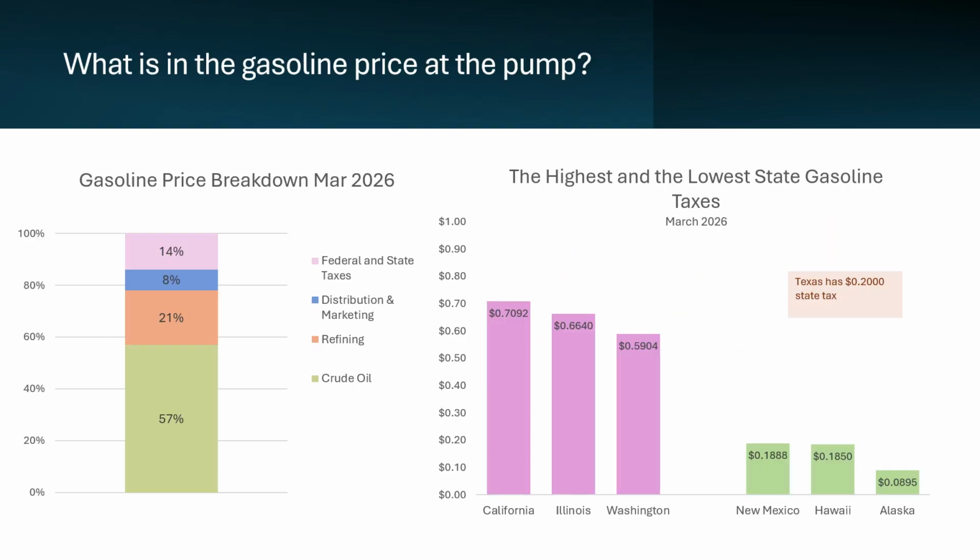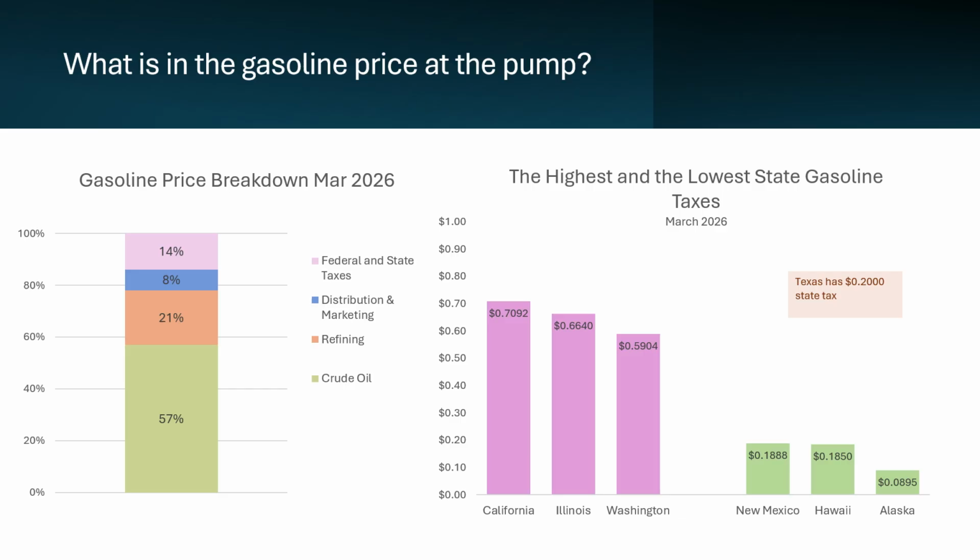As a consumer, what matters to us are the gas prices at the pump. How are gas prices calculated? In addition to crude oil, the gasoline price includes refining costs, distribution and marketing, and federal and state taxes. The breakdown is provided in the chart on the left for March 2026 U.S. average gasoline price by Energy Information Agency. Crude oil accounted for 57%, or more than half of the gasoline price. Federal and state taxes account for 14%. Federal tax is fixed at 18.4 cents per gallon.